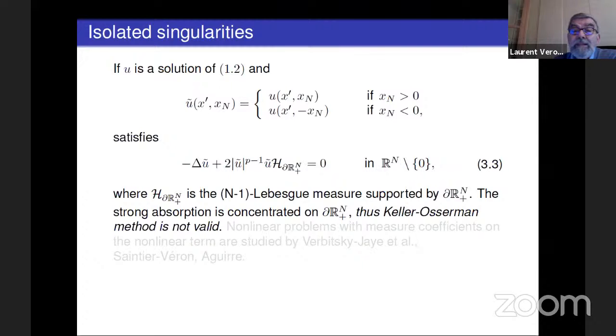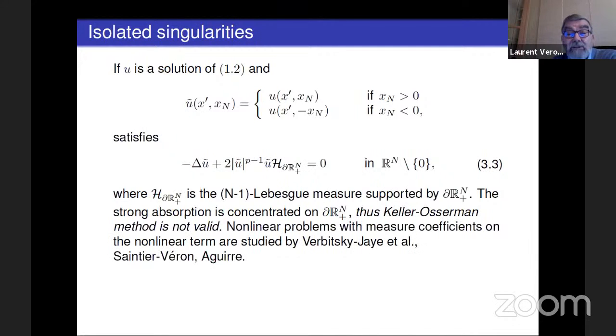So this is a strong assumption, but the assumption is not diffuse, it's localized on the boundary. This is one reason for which, of course, the technique of Keller-Osserman doesn't work. But of course, it doesn't say that it is not possible.